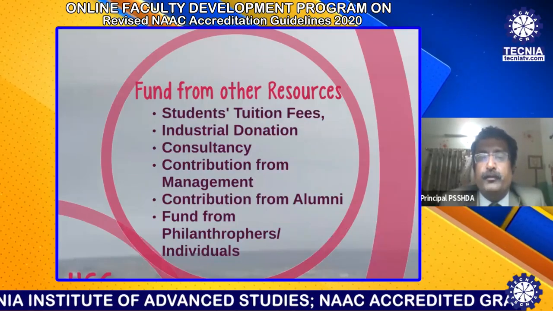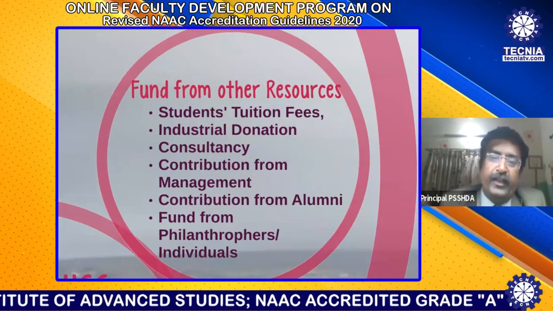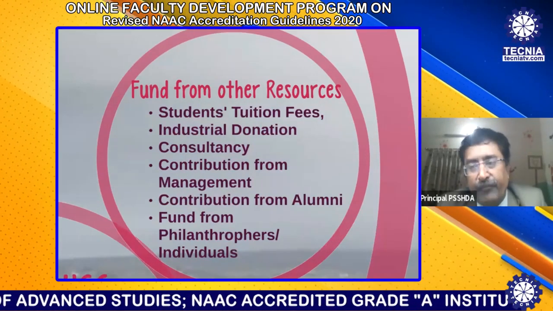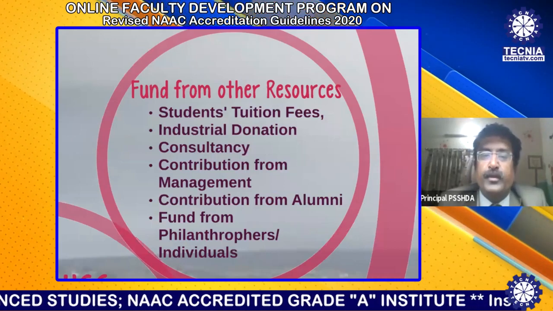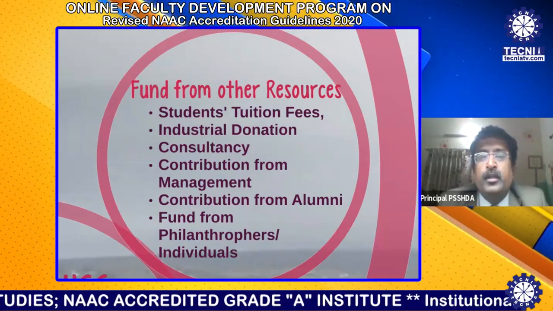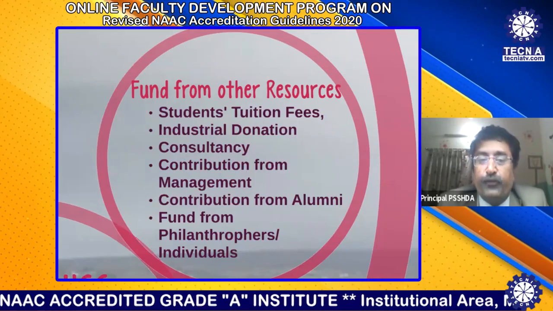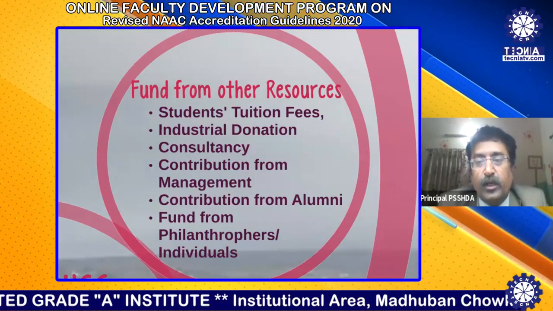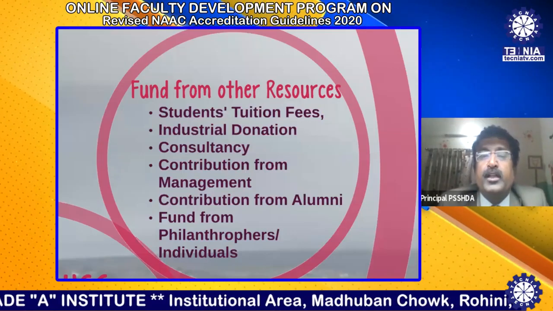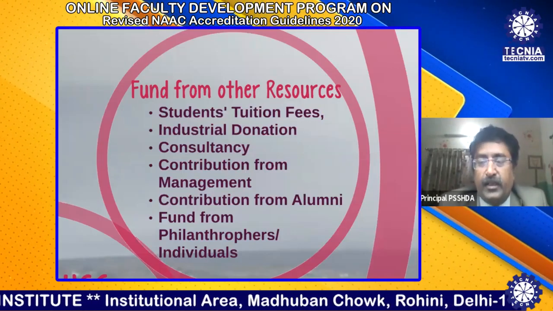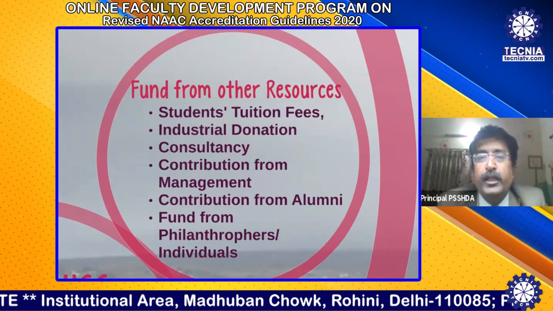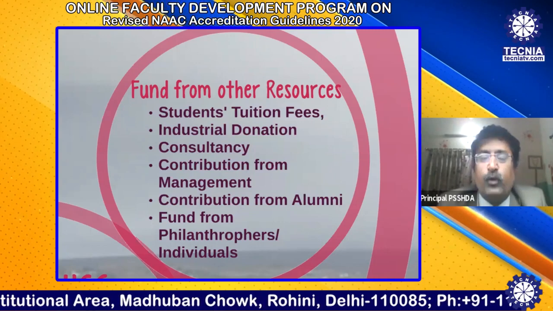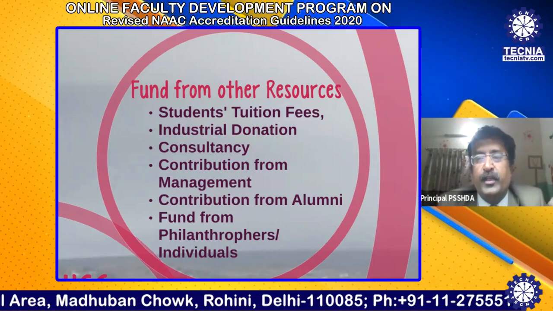These are the funds we are having from various resources. Like if you are having a self-finance college, then you must have tuition fees. Then you can have a donation from industry. You can earn money from various consultancy you are having, your teachers are having. Contribution from management, like say we are having an indoor stadium grant from UGC. That grant was 70 lakh rupees to construct an indoor stadium.